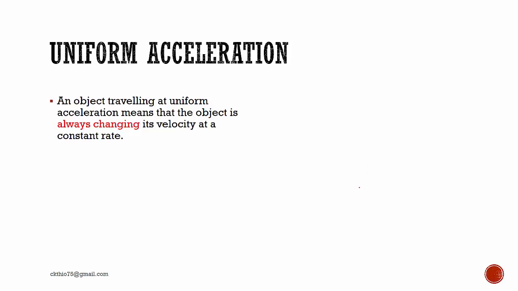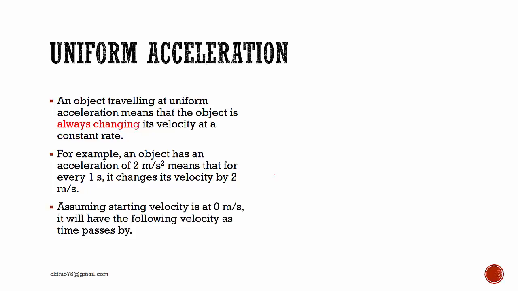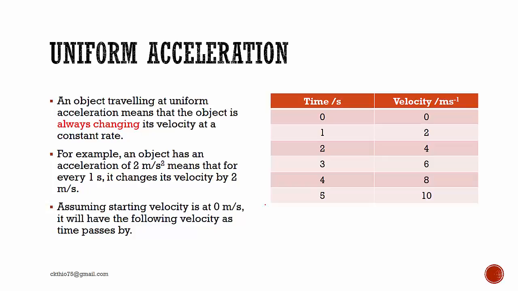Next, we move on to uniform acceleration. What does uniform acceleration mean? It means that the object is always changing its velocity at a certain rate. So if an object has an acceleration of 2 meters per second squared, it means that for every 1 second it will change its velocity by 2 meters per second. And if you assume that the starting velocity is 0, you will have the following velocity as time passes by: from 0 to 2 to 4 to 6 and so on.